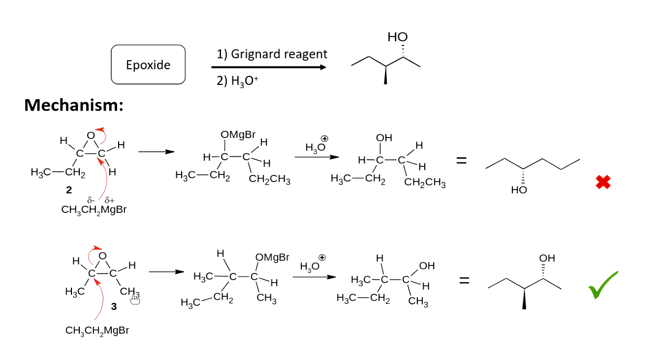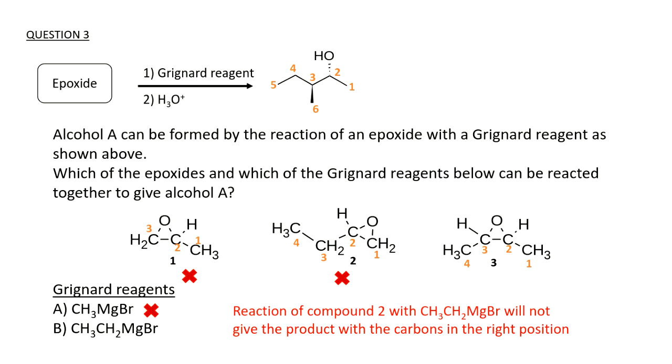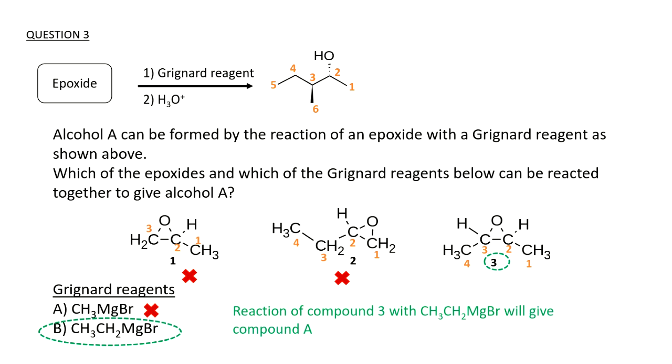So the Grignard attacks, the C-O bond breaks, we have the counter ion here, we've added the ethyl group, we then protonate the oxygen, and we end up with the hydroxyl group in the correct position, carbon number 2. And so epoxide 3 and reagent B will give us the desired product.